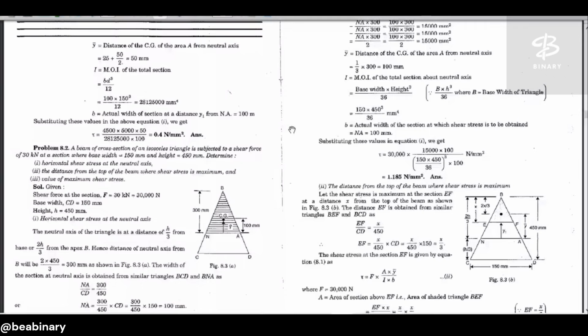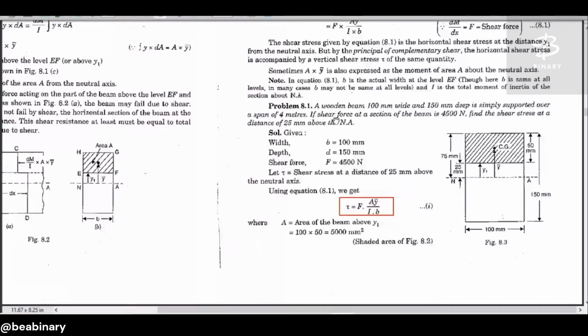Question, it says a wooden beam 100 mm wide and 150 mm deep is simply supported over a span of 4 meters. If shear force at a section of the beam is 4500 Newton, find the shear stresses at a distance of 25 mm above the neutral axis.